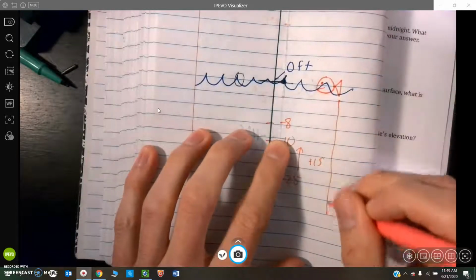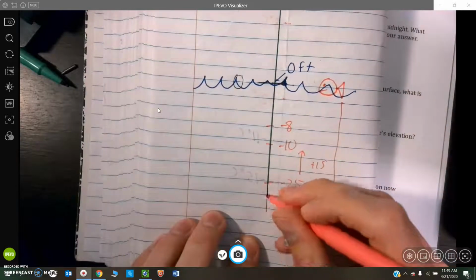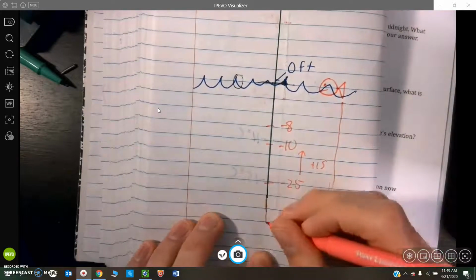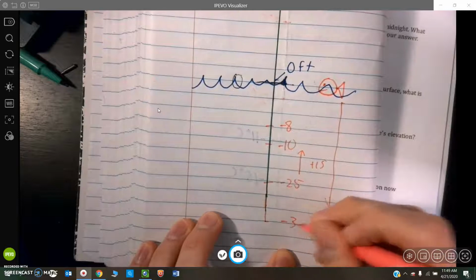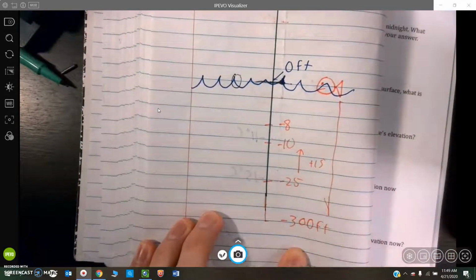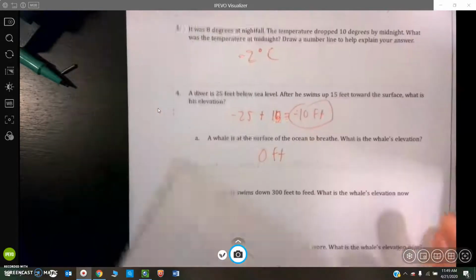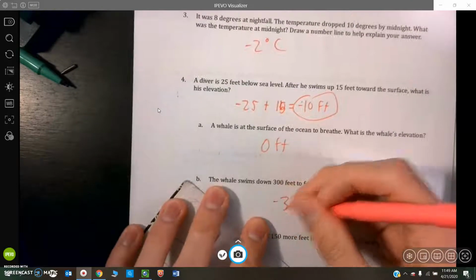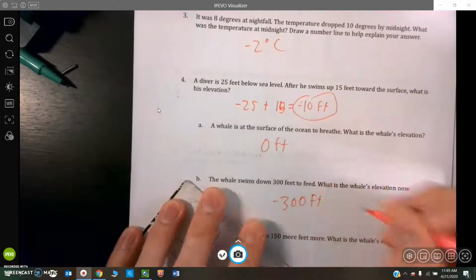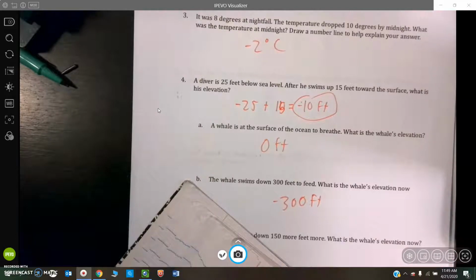So then he goes all the way down. And so anytime you're below sea level, that's a negative number. So now he's negative 300 feet below sea level. He swam downward. So some of you just said 300 feet as in positive 300. Remember, if you're below the sea level, then your answer must be negative.